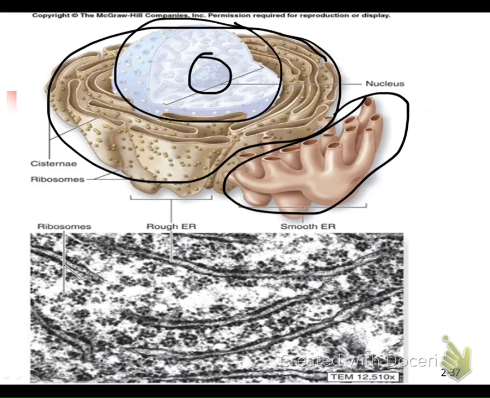On the bottom, this is an electron micrograph, and I know it's hard for you to appreciate it, but these membranes that we're seeing, those double membranes, those are the actual endoplasmic reticulum, and all these little dots gathered all around it are the ribosomes.